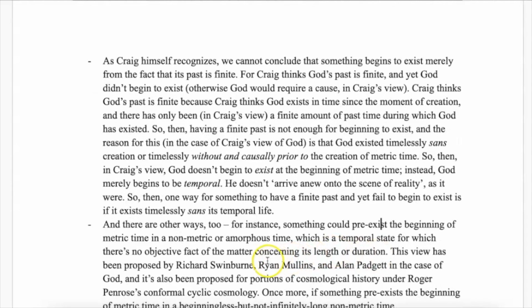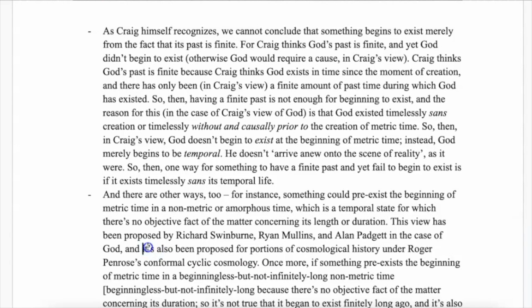This view has been proposed by Richard Swinburne, Ryan Mullins, and Alan Paget. In the case of God, it's their view. It's called the Oxford School of Divine Temporality. And there being non-metric time has also been proposed for portions of cosmological history under Roger Penrose's conformal cyclic cosmology.